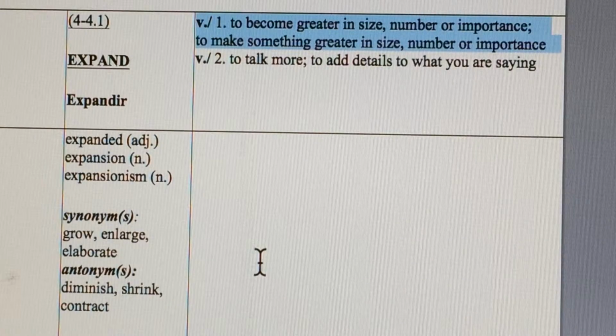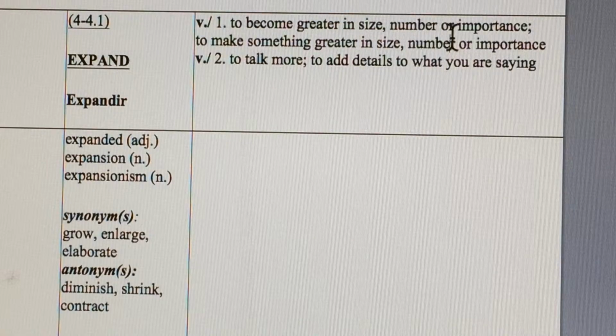The first one is to become greater in size, number, or importance. So we can talk about a balloon. The balloon expands, it gets bigger. Or a class expands, it gets larger in size or number, the number of students in it.